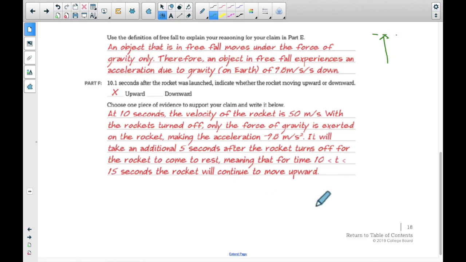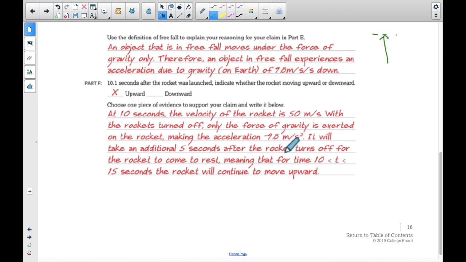And so they went into some detail here. But they say if it's going 50 meters per second, which we just looked at, with the rockets turned off and the only force of gravity exerted on the rocket, making the acceleration negative 9.8 meters per second squared, it will take an additional 5 seconds after the rocket turns off for the rocket to come to rest. Meaning that for time between t equals 10 and 15 seconds, the rocket will continue to move upward.